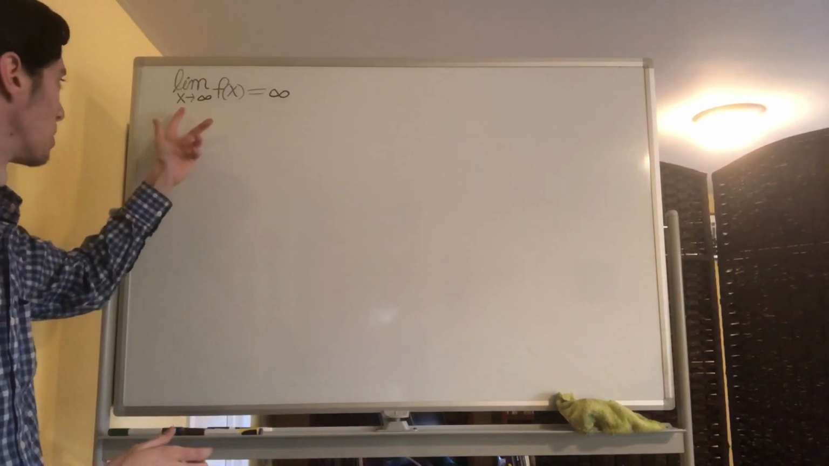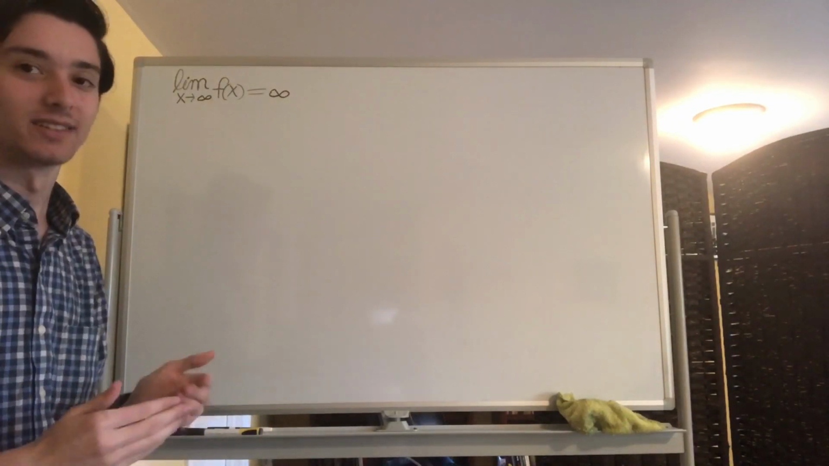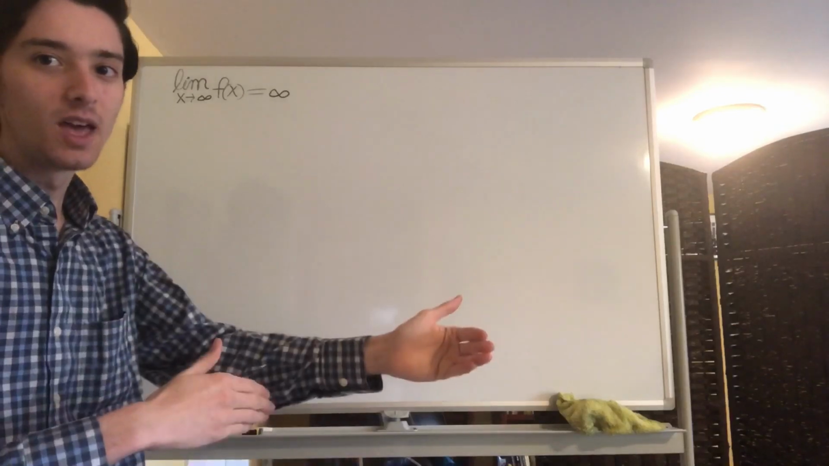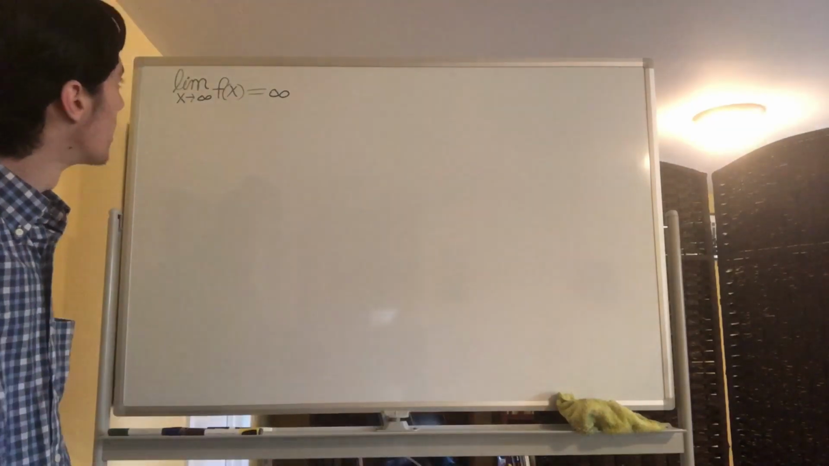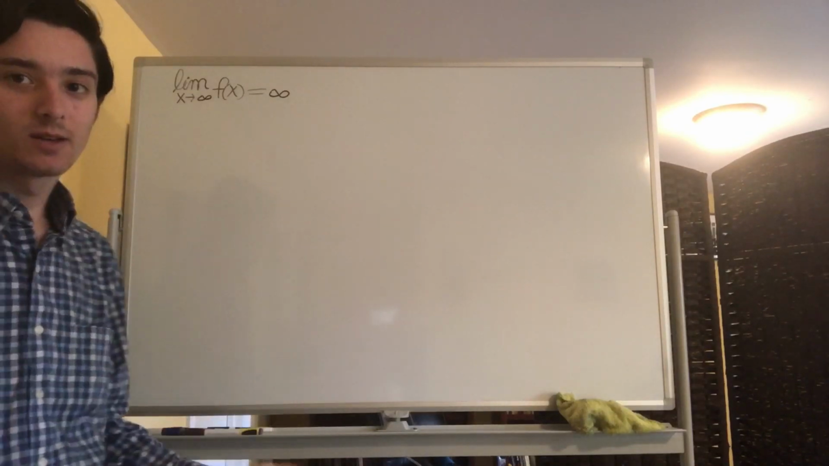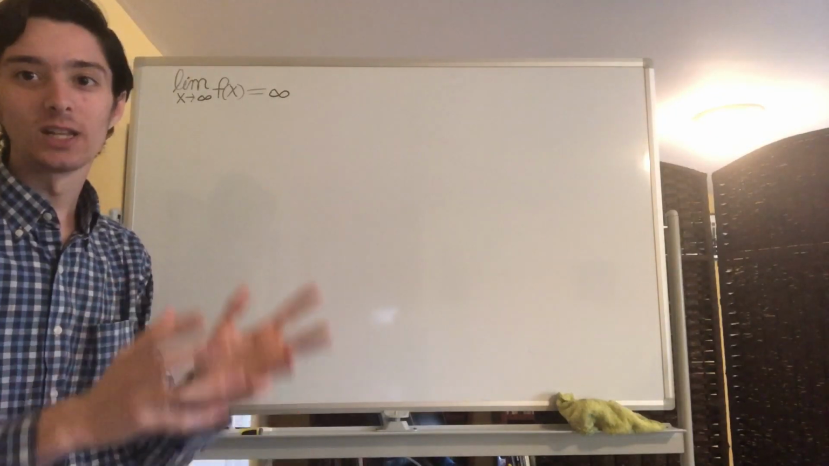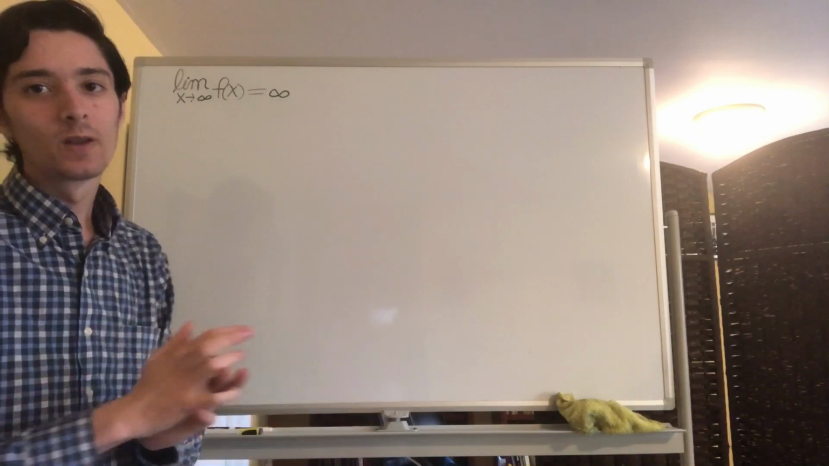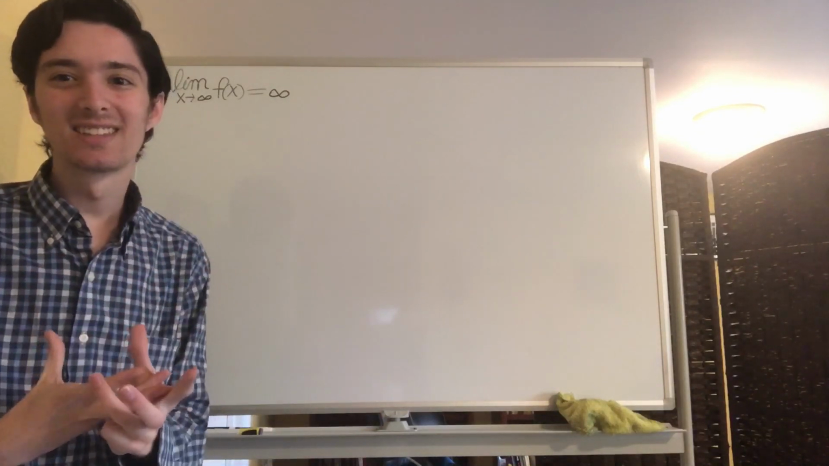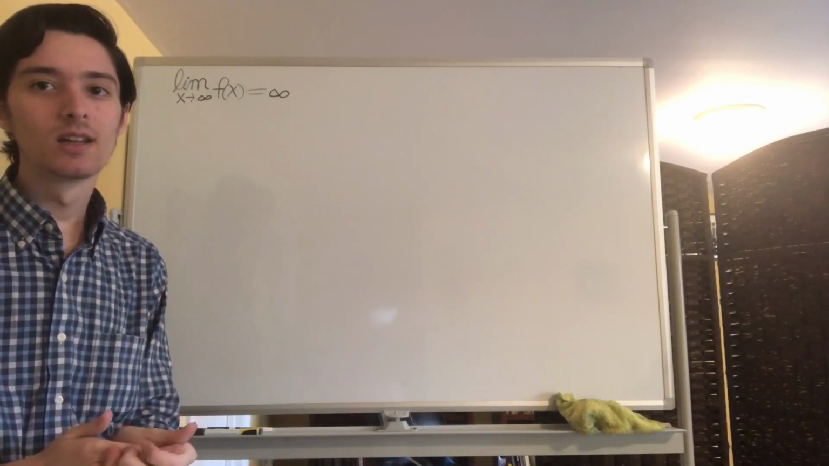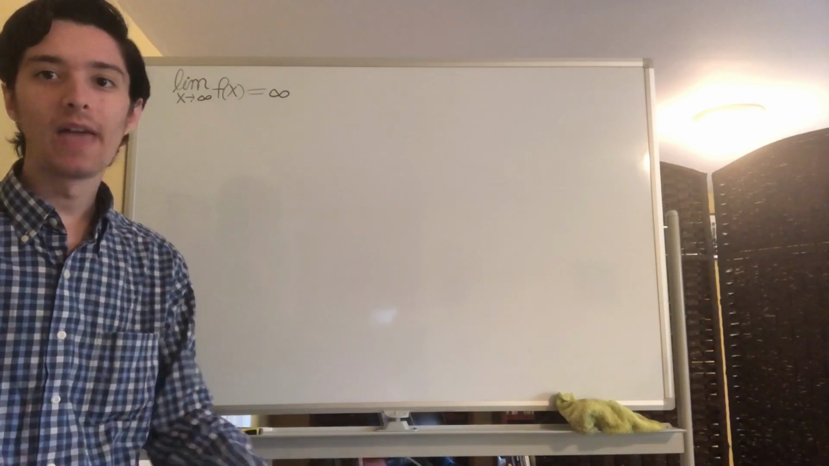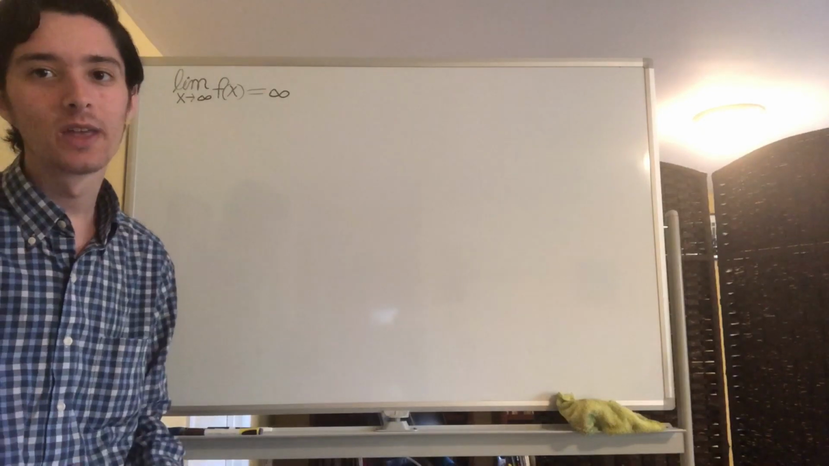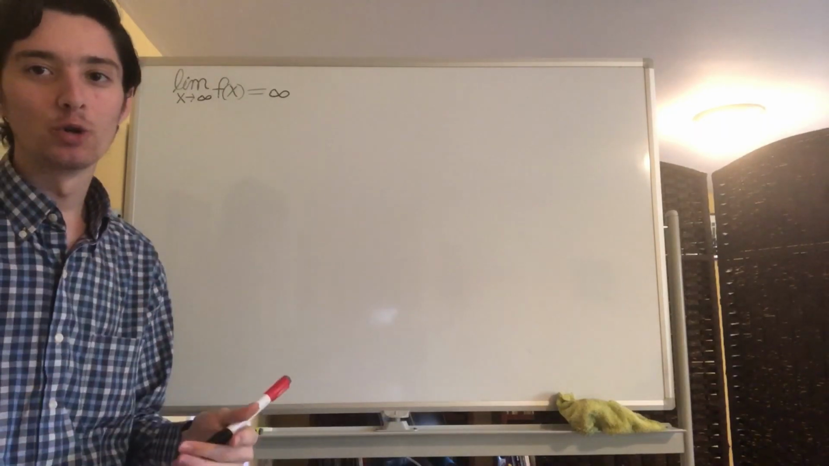So x approaching infinity, the idea is x is increasing. X is always positive and increasing and going to very large values. And we also see f of x is very large. So the first way to define this might seem to be, well, if x is large, f of x must also be large. And this is true to a point.